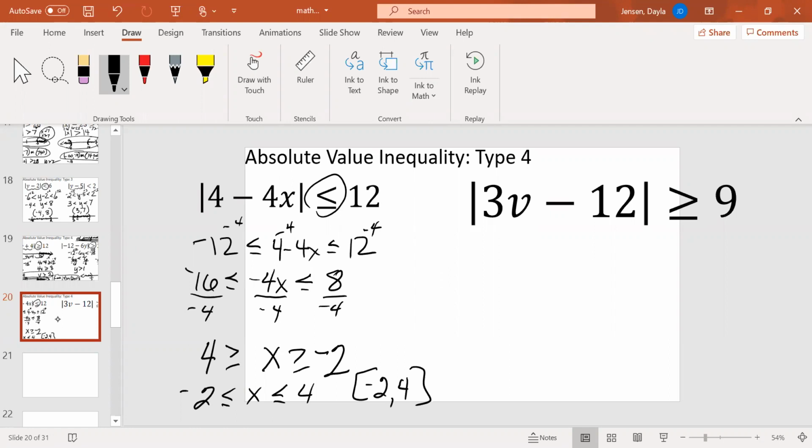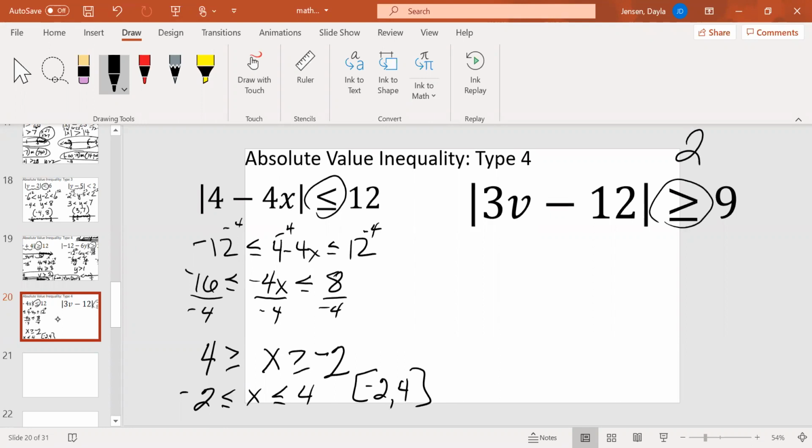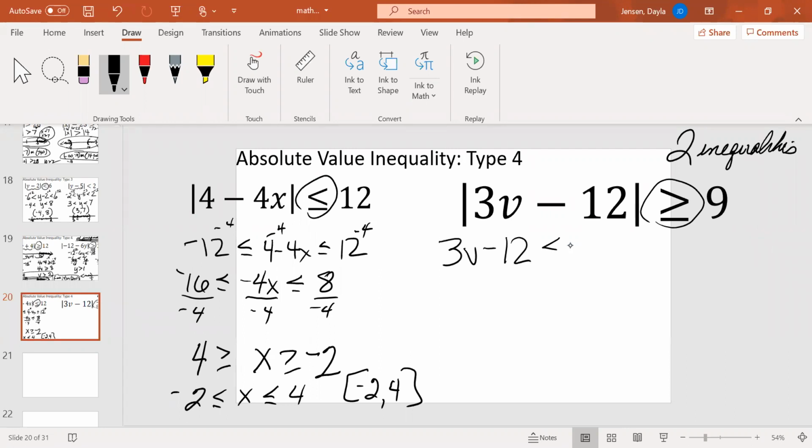Okay. Now this one is greater than. So that means 2 inequalities to get rid of the absolute value. So 3v minus 12 is less than or equal to negative 9, and 3v minus 12 is greater than or equal to positive 9. Where did I get 19? Just 9, sorry. This is negative 9, and this is positive 9.